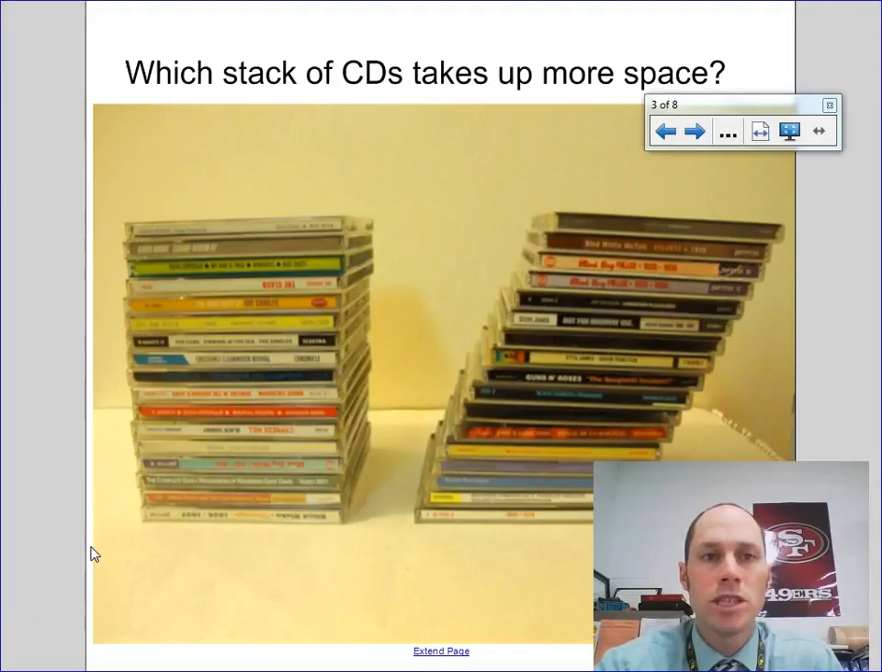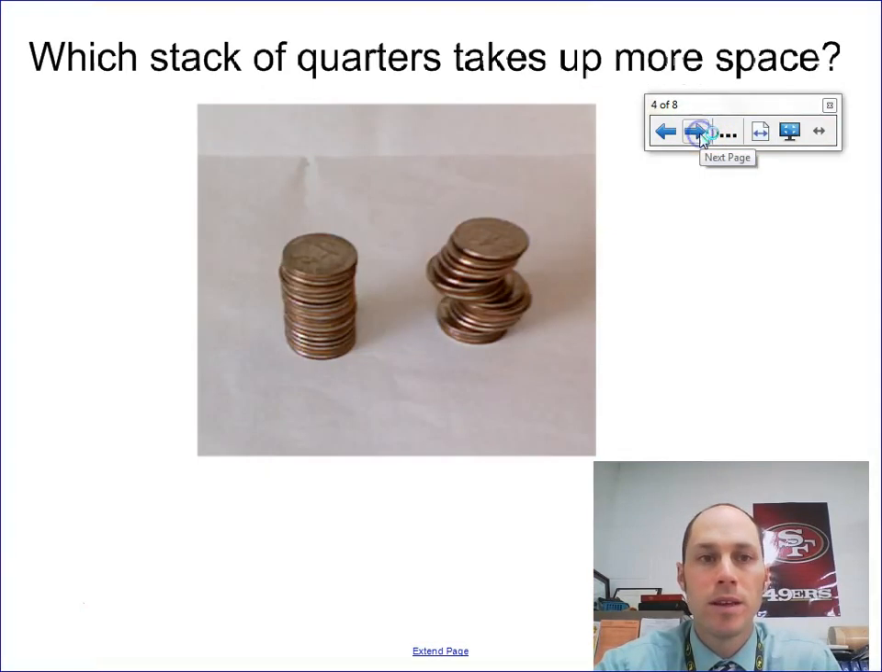Now, question for you, which stack of CDs is going to take up more space? The one on the left or the one on the right? You might say the one on the left, or maybe say the one on the right. Think about it though. It's the same number of CDs, and the CD cases are the same size, so they're going to take up equal amount of space no matter if they're stacked perfectly straight up and down or if they're not stacked so well.